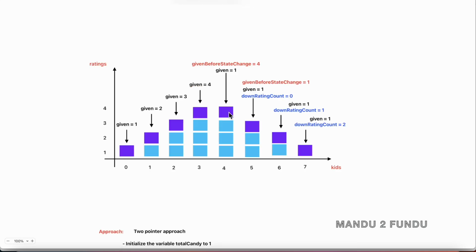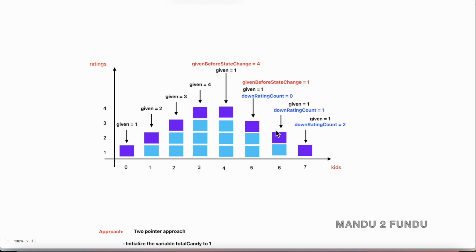And in the case of trending down, we have to remember what position the current kid is in that trending path. Whenever there is a state change, we have to remember what was given to the previous kid, which was part of the previous trend. For example, this is the upward trend and this kid is the last one which is part of that. When we see this trending state change, then immediately we have to update what was given to the previous kid, which was part of the previous trend. So in this case 4. So the given before state change variable will be updated with 4.